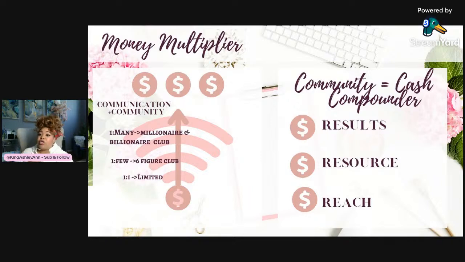Reach, you want to reach as many of these specific types of people as possible. You want to be able to provide resources for them that get them results. Reach, resource, results. So how do we reach people? There's a multitude of ways that we can reach people. So that's what we're going to be talking about today for the rest of the session. This first portion, okay? How do we reach people?